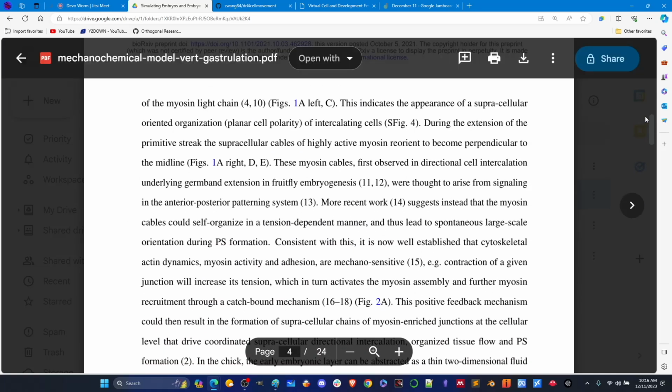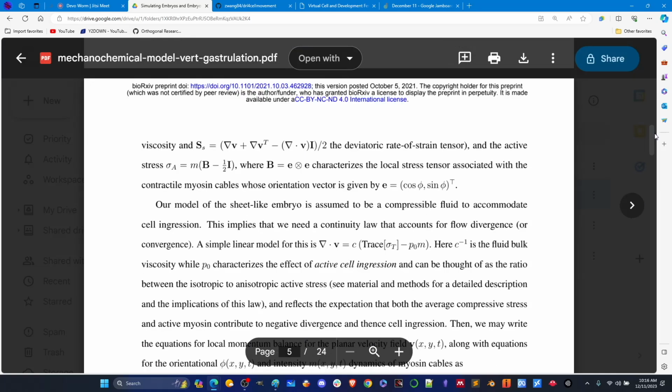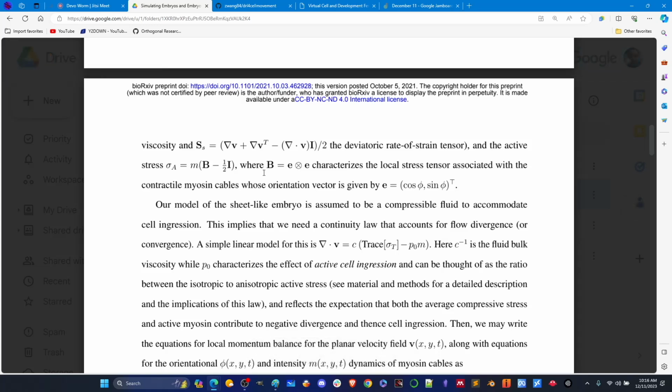Yeah, and so that's in chick embryo, but they're going to then generalize that outward to other models. And so our model of the sheet-like embryo is assumed to be a compressible fluid to accommodate cell ingression. This implies that we need a continuity law that accounts for flow divergence or convergence. So they use this linear model, and this is talking about some of the dynamics of the linear model here.